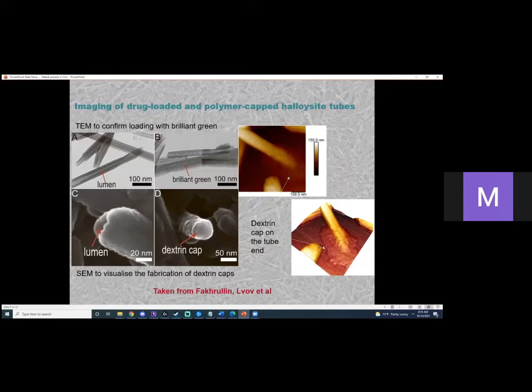Here we can see a TEM image of the brilliant green loaded inside the halloysite, as well as the dextrin stoppers being placed, and the difference between an open lumen versus the dextrin stopper being placed on the outer edges of the tube. And we also have an AFM, which is done to confirm the fabrication of the dextrin caps, to show that they are in fact plugging the halloysite openings and stopping the release of the initial burst of the dye.